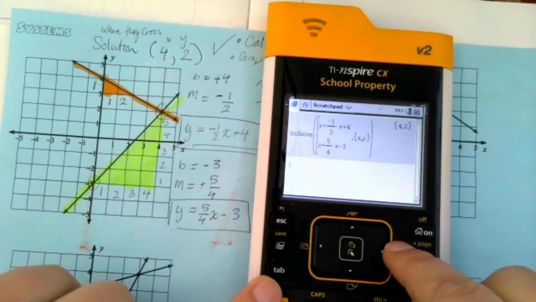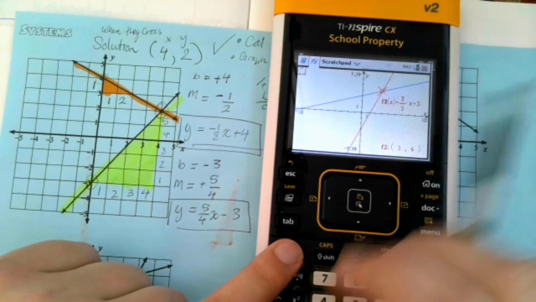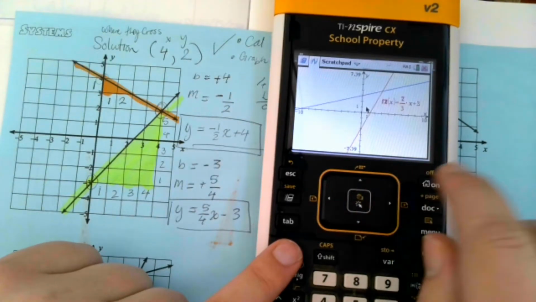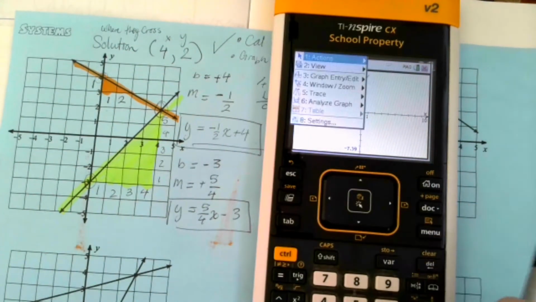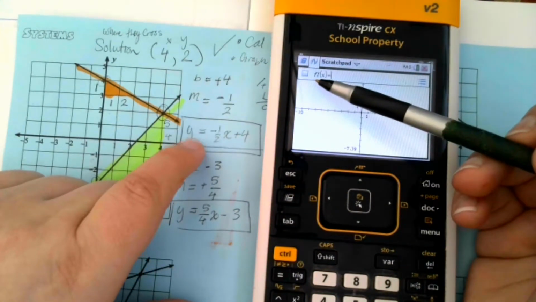Now I'm going to go back over to my graph in the scratch pad. I'm going to press control and an arrow, and it'll actually get me right over to the graph, and I don't have to go back to the home screen. And that's how you can go through tabs a little quicker. Menu 3, 1 to do this. Now remember, f of x is the same thing as y.